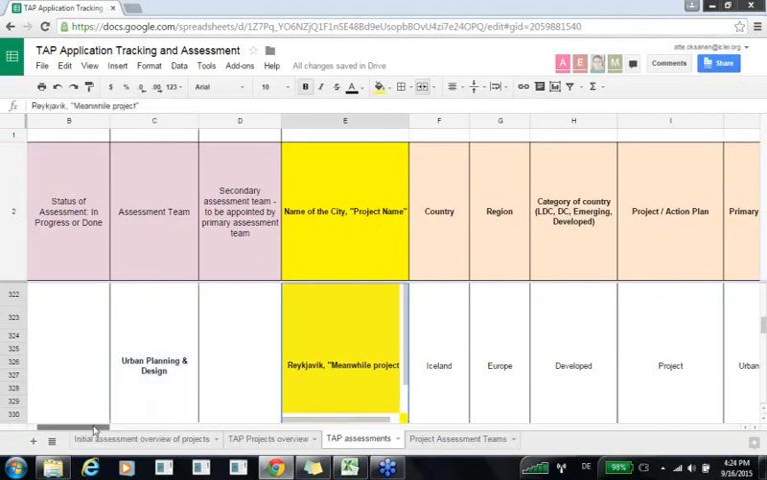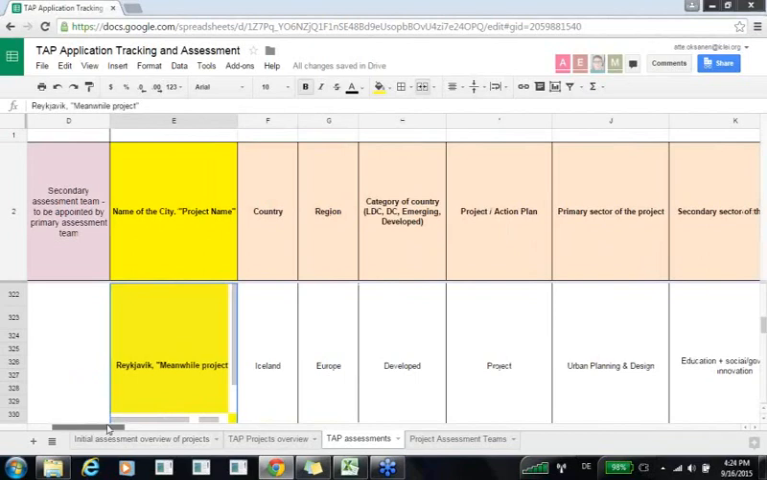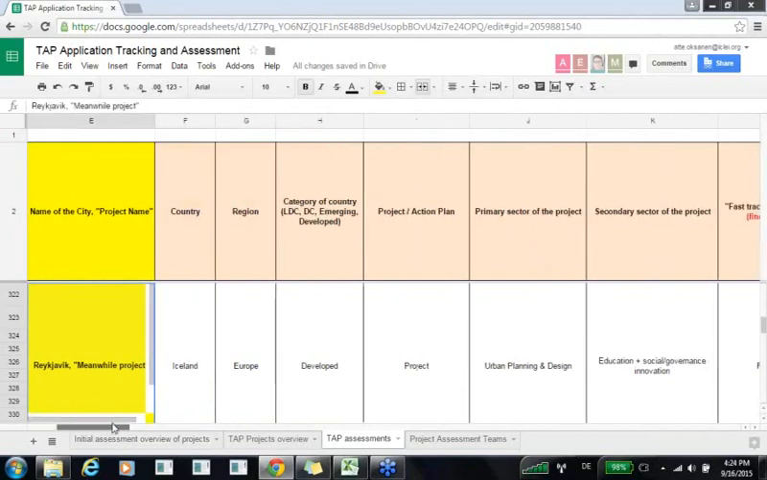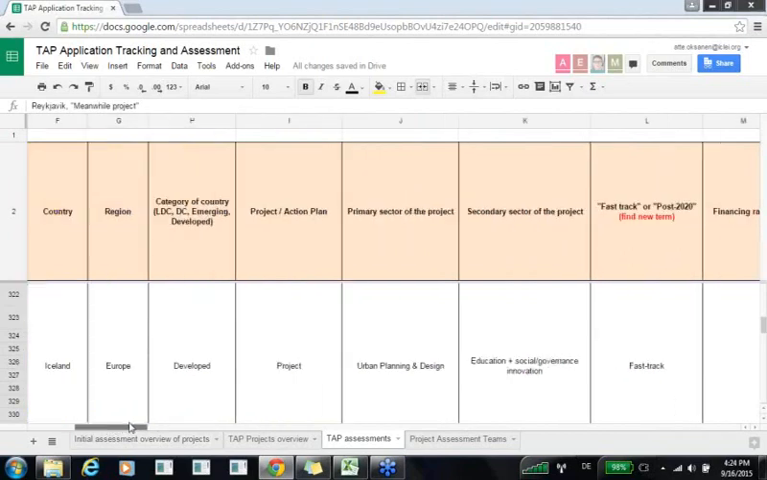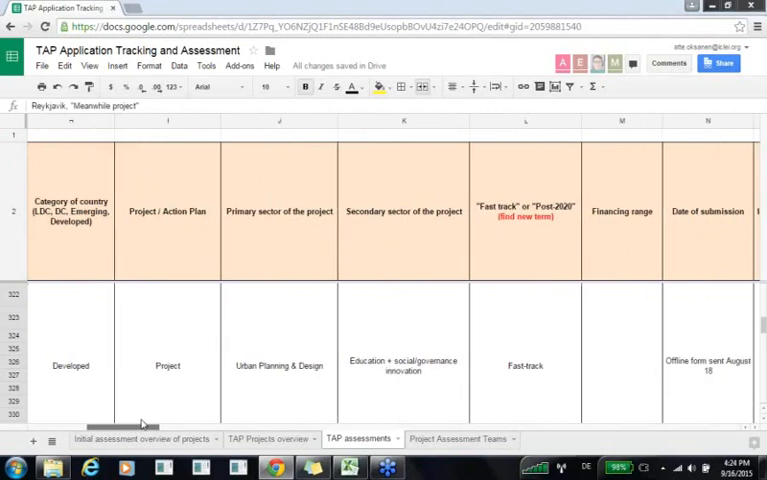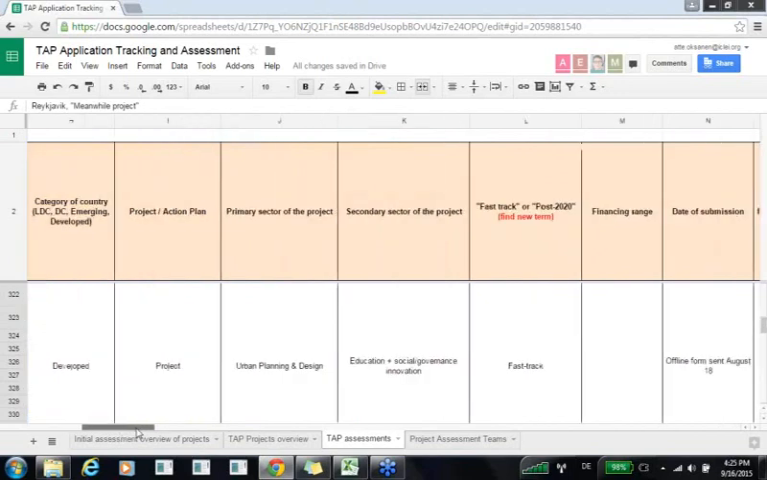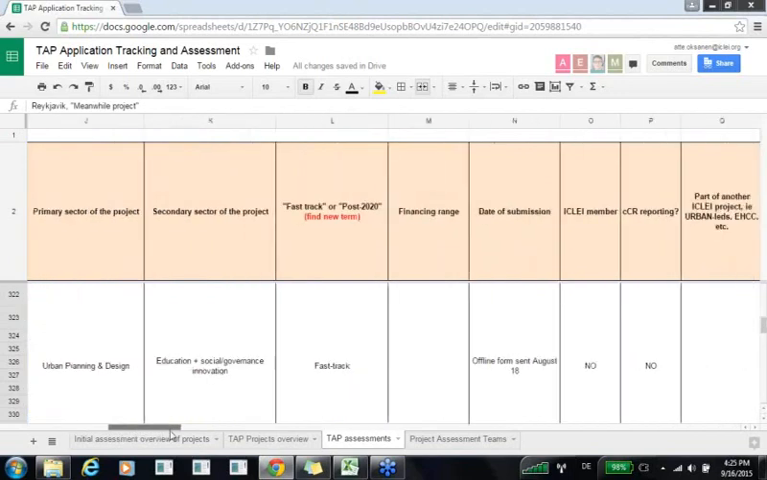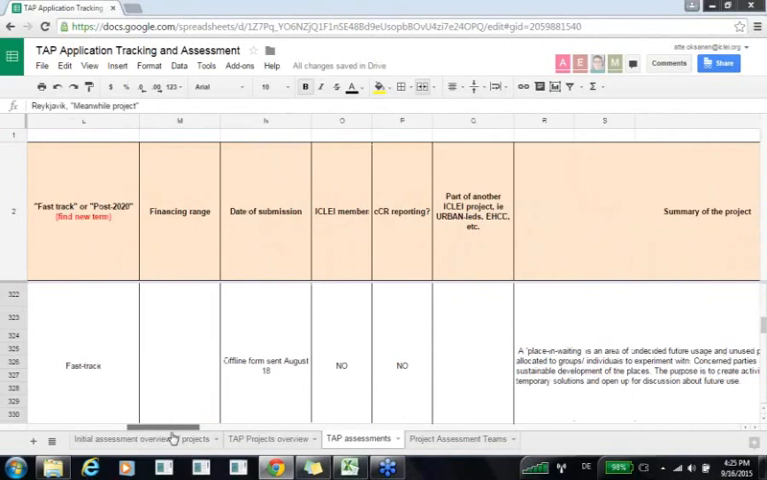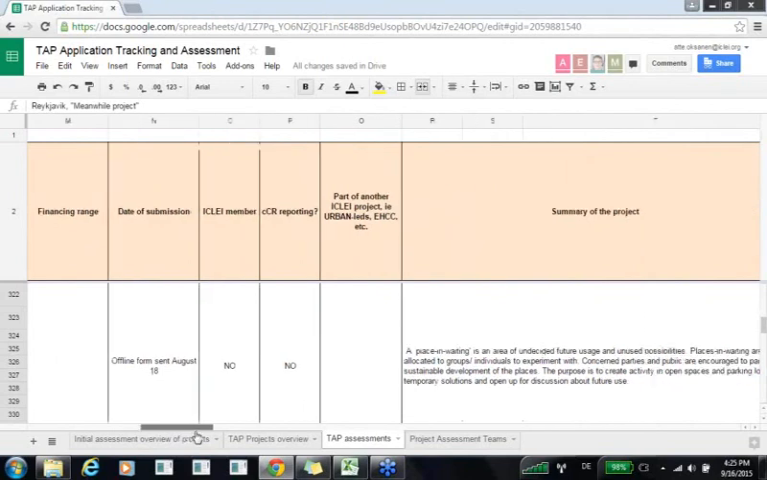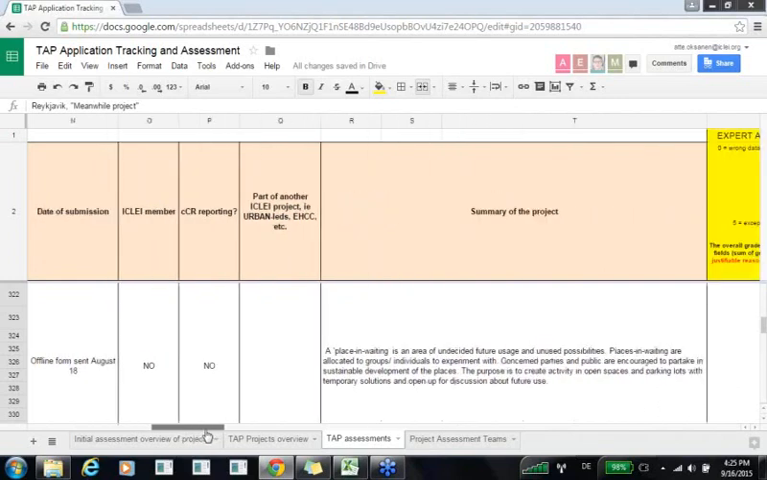And then there's all this basic information about the application. So the name of the city, the project name, the country, the region, whether it's a project or an action plan, what is the primary sector of the project. This is of course very important because the primary sector of the project also will tell you who will be the primary assessment team. Then the secondary sector, and all this information, whether it's an ICLEI member or not, whether they're CCR reporting, and whether or not they're part of another ICLEI project, such as Urban LEDs, for instance. And of course, a short summary of the project.